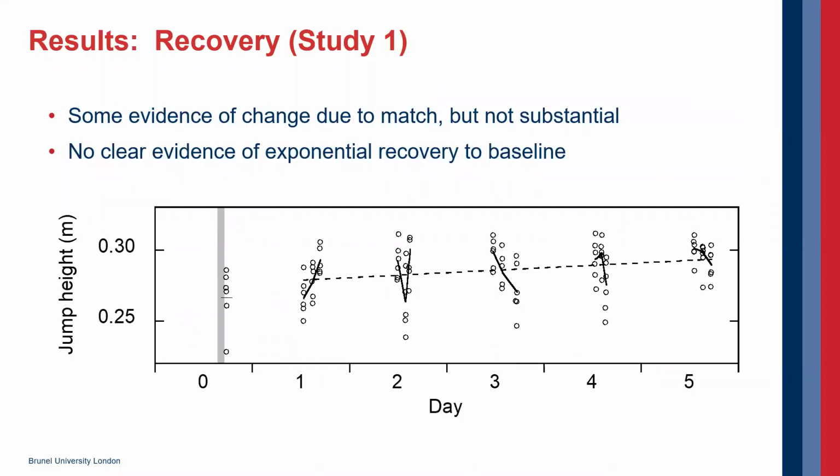So a few days after the baseline, we got the player to play in a match. On this plot here, here's the match, and here's the jump straight after the match. So there was some evidence of change due to the match, but it wasn't very substantial. And in the 5 days after the match, there was no clear evidence of an exponential recovery to baseline. Most of the jump variables looked like this.